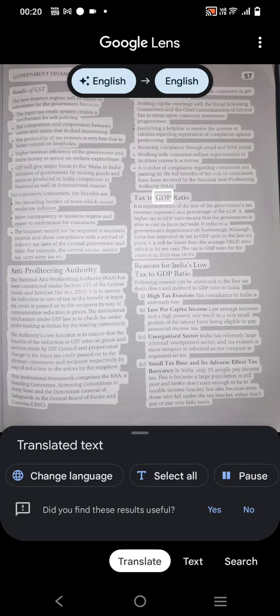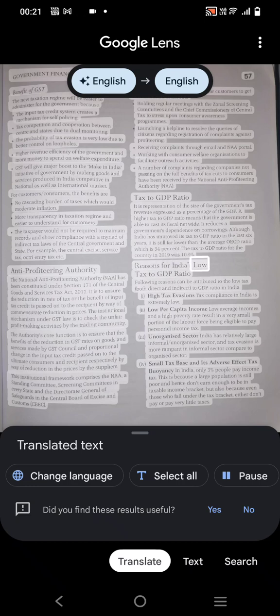Tax to GDP ratio. It is a representation of the size of the government's tax revenue expressed as a percentage of the GDP. A higher tax to GDP ratio means that the government is able to cast its fiscal net wide. It reduces a government's dependence on borrowings. Although India has improved its tax to GDP ratio in the last 6 years, it is still far lower than the average OECD ratio, which is 34%. The tax to GDP ratio for the country in 2019 was 10.9%.